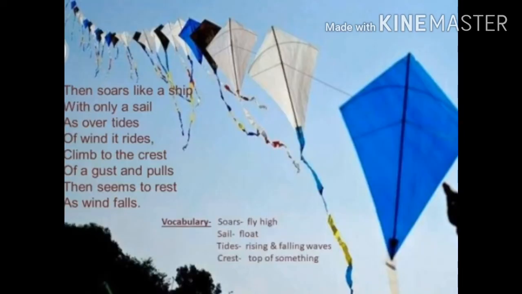Then soars like a ship with only a sail as over tides of wind it rides, climb to the crest of a gust and pulse, then seems to rest as wind falls. So in this, soars means to fly high. So the kite flies high, and sail means float, and with only a sail as over tide. So here the poet has compared the kite with a ship.